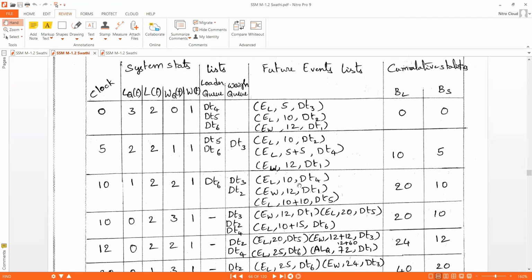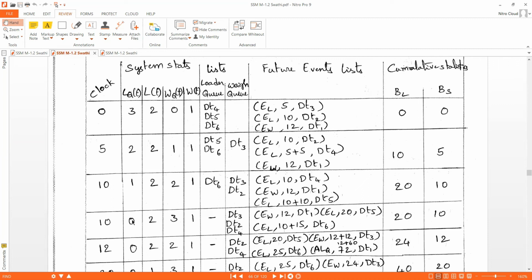Okay, now one more event which will be occurring at simulation clock time 10, that is the ending loading event of DT4. DT4 also completes its loading at simulation clock time 10. So the loader will become free. DT4 completes its loading and it will be shifted to the weighing queue. Right, after completion of loading, the truck will be shifted to the weighing queue. Now the truck which is waiting at the loading queue will be shifted to the loader. The truck which is waiting at the loading queue is DT6. Now DT6 will be shifted to the loader.